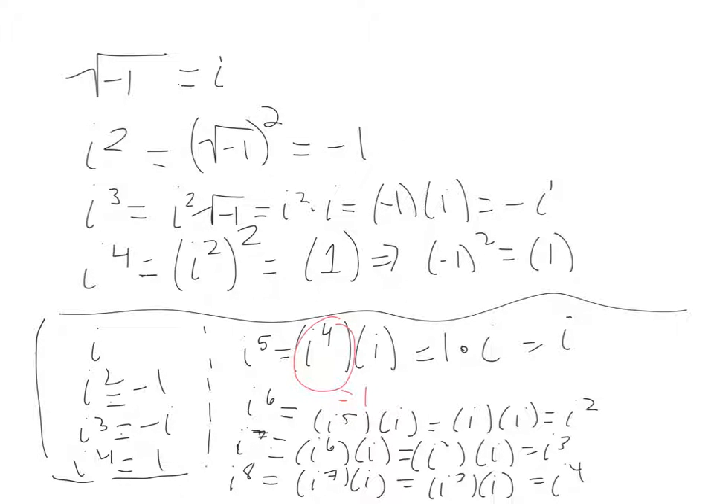So, for example, you might be asked by a teacher, find i to the 86th. Okay, so how do I do this? What you do is you take 86 and you divide it by 4. For those of you who are good at mental math, I apologize, but for those of you who are not so good at mental math, maybe you need to do this.